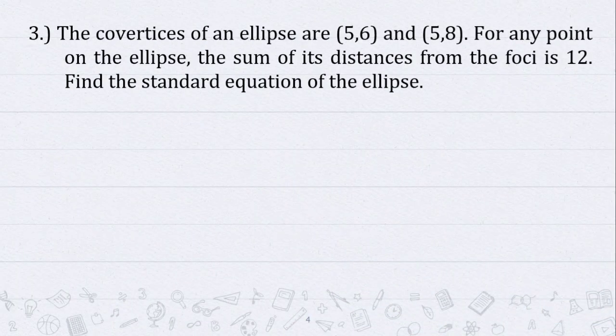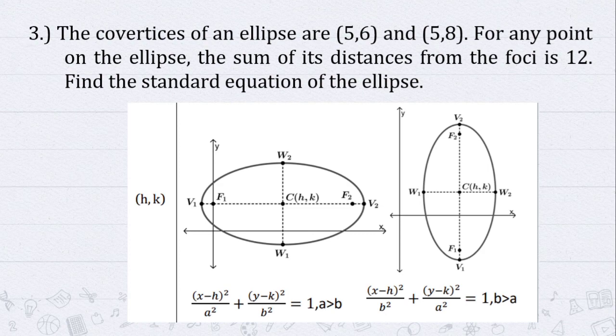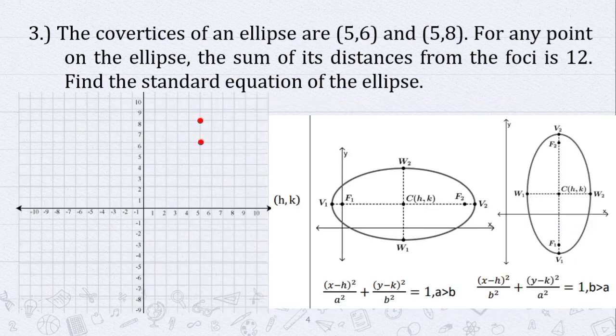Number 3. The covertices of an ellipse are 5, 6, and 5, 8. For any point on the ellipse, the sum of its distances from the foci is 12. Find the standard equation of the ellipse. The midpoint of our covertices is our center. Obviously, it's at 5, 7. Since our center is in h, k, there are two possible standard equations here. Since our covertices here are parallel to our y-axis, we will be using this standard equation.